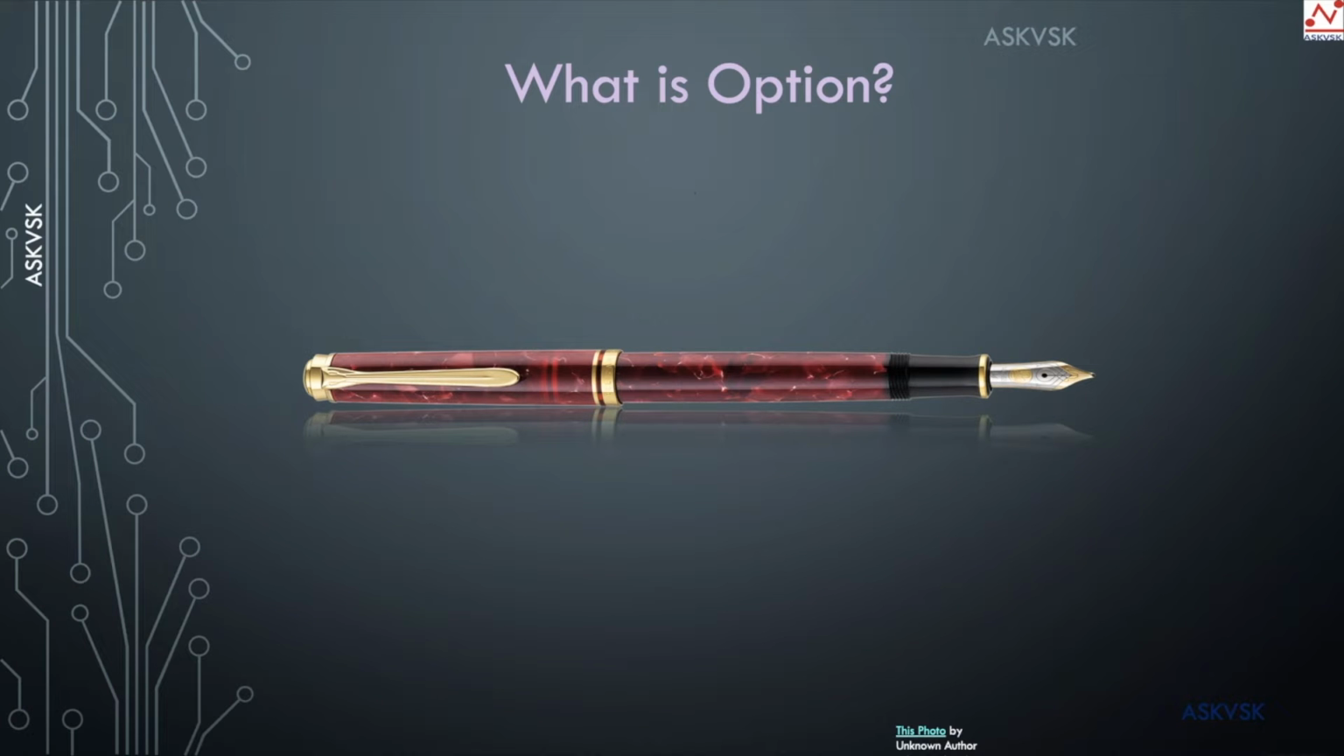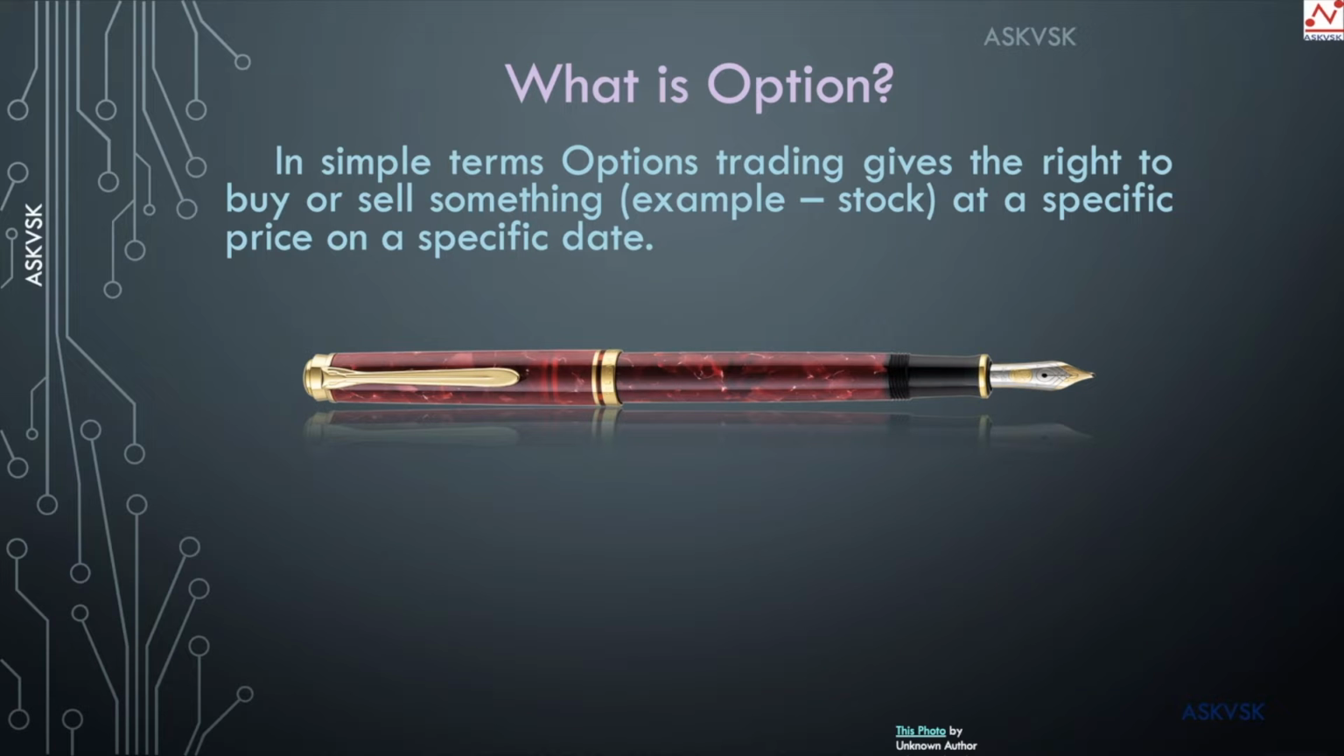Let us see what is the definition of an option. So, in simple terms, option trading gives the right to buy or sell something at a specific price on a specific date. So, here you see there are three important things.